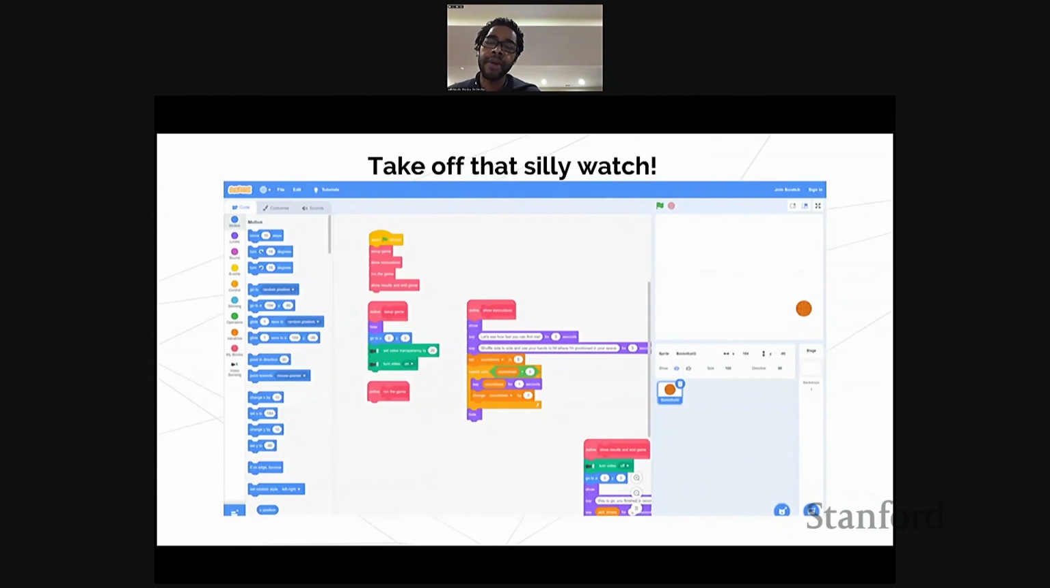Next step is we have a module called Take Off That Silly Watch, where we say, all right, let's put the wearables aside and let's see what we can do with computer vision. We have them replicate another commercial application that's part of this home court basketball app. We have them replicate that in the Scratch programming environment using some of the built-in computer vision capabilities. And once again, students look back in disbelief that they were actually able to create something like that.